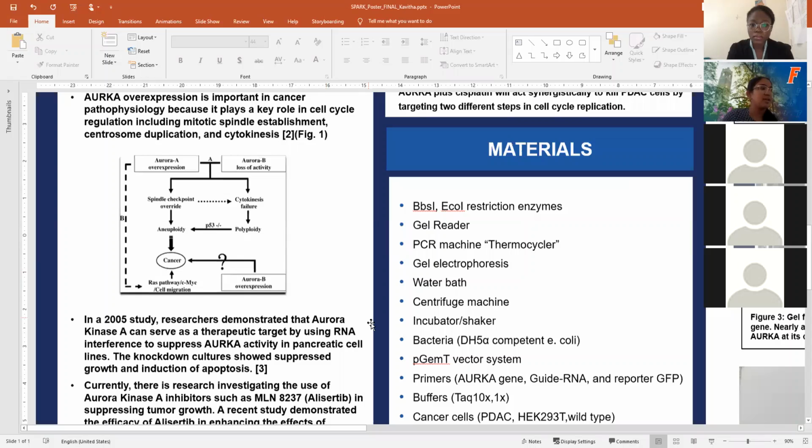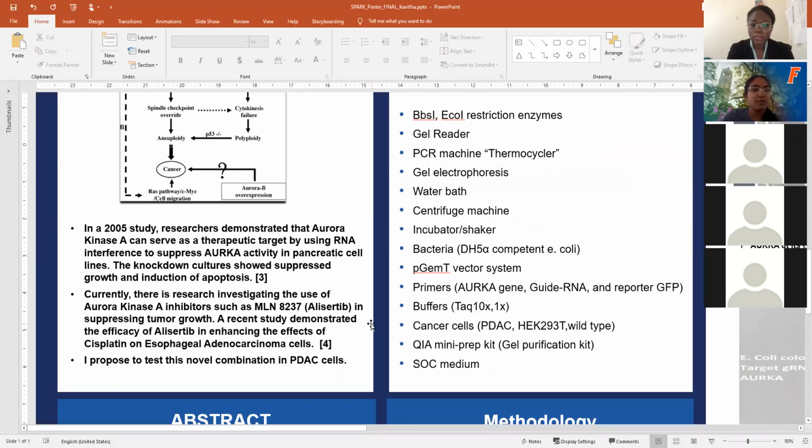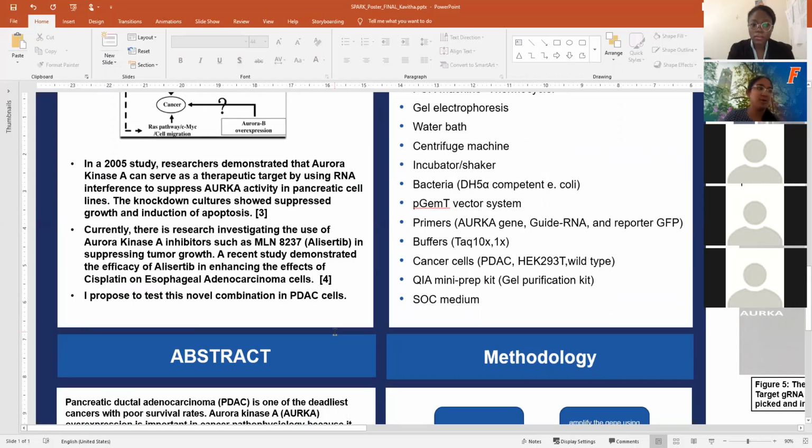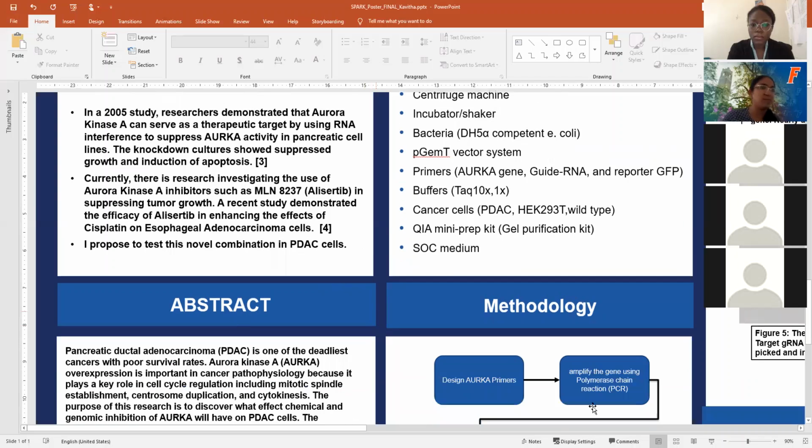Then I gave a couple of other pieces of literature research that I found that were geared towards what type of research I wanted to do. For example, looking at other chemical inhibitors other than the ones I wanted to focus on. And then I stated my proposal, what I wanted to do: create a new combination for pancreatic cancer cells.